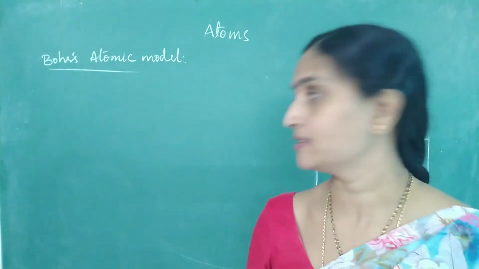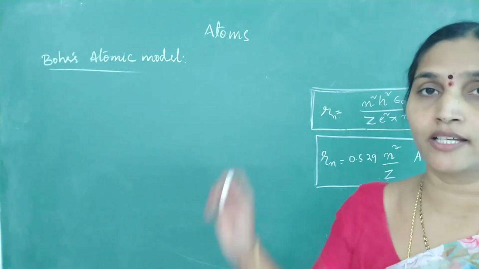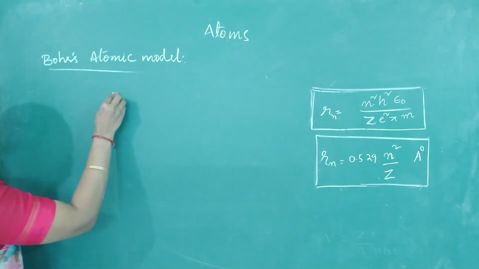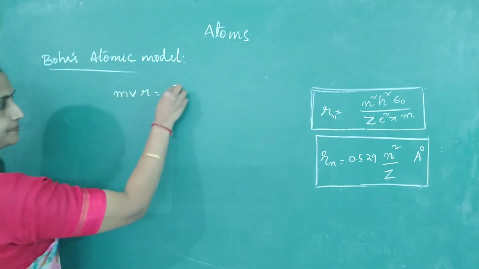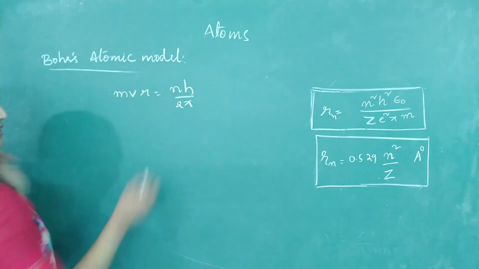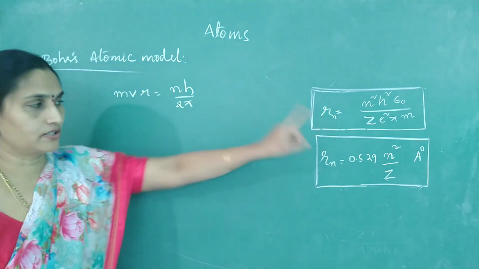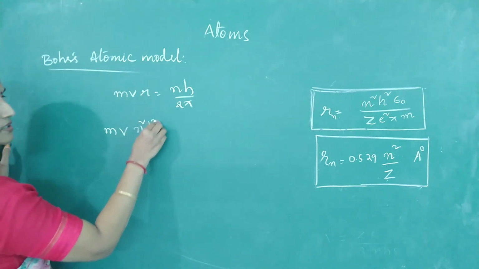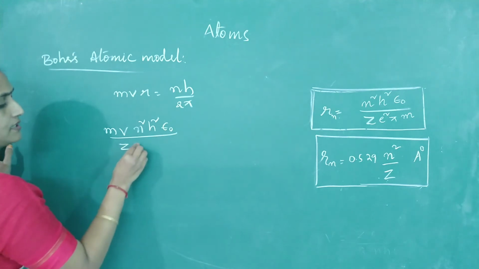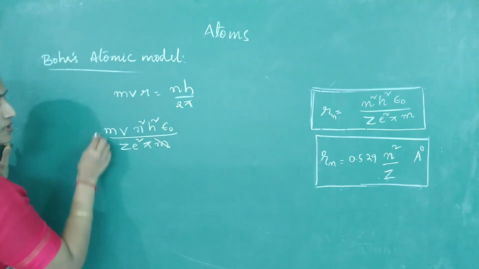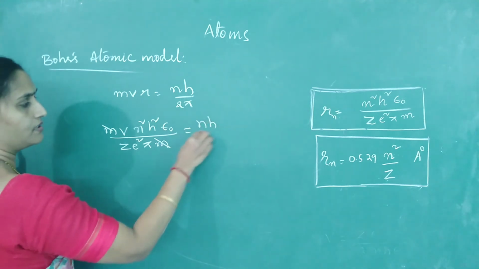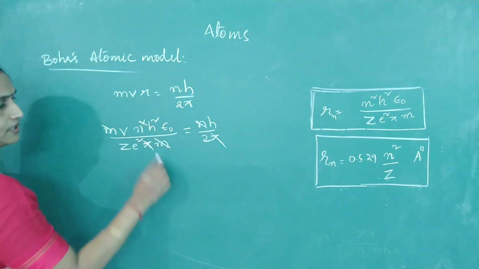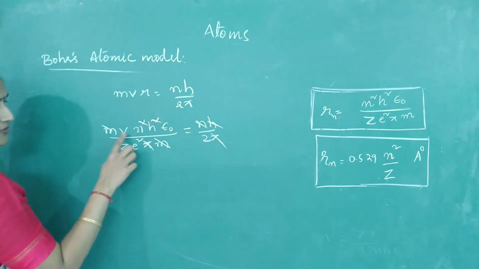Now that we have calculated the radius of electron in nth orbit, let us look into velocity of electron. Just now we have seen from Bohr's quantization condition, mvr is equal to nh by 2 pi. So in the place of r, I will substitute this relation. Substitute mv. In the place of radius, I am writing n square h square epsilon naught by Z e square pi into m. Cancel this m, it should be nh by 2 pi. Pi and pi also gets cancelled. So n square h, n square. So we are left with v.